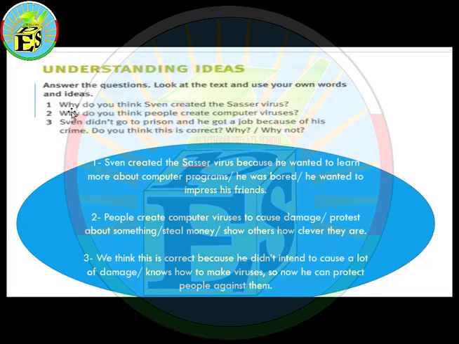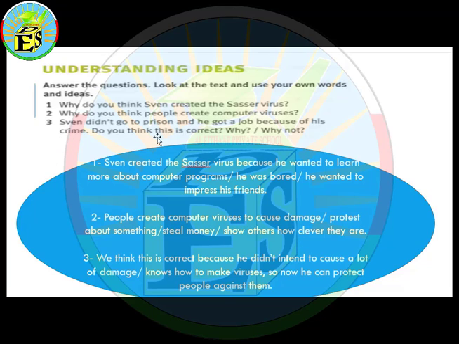Question number 1. Why did you think Sven created the Sasa virus? Sven created the Sasa virus because he wanted to learn more about computer programs. Or maybe he was bored, or he wanted to impress his friends. 2. Why do you think people create computer viruses? People create computer viruses to cause damage, or to protest about something, or to steal money, or to show others how clever they are.